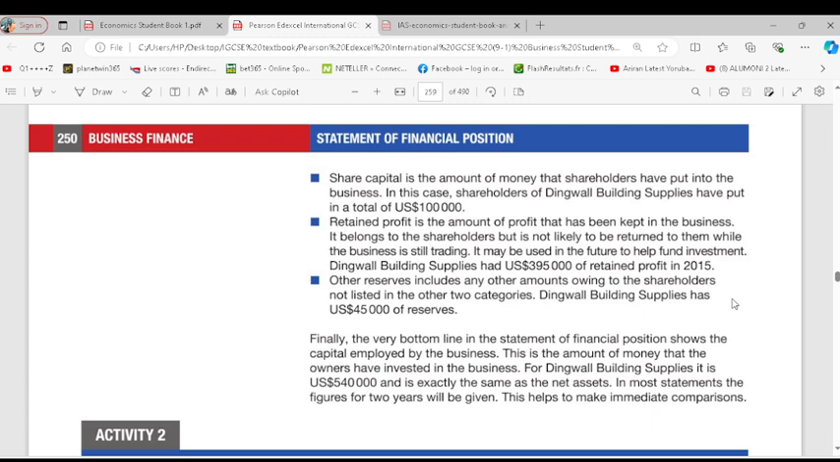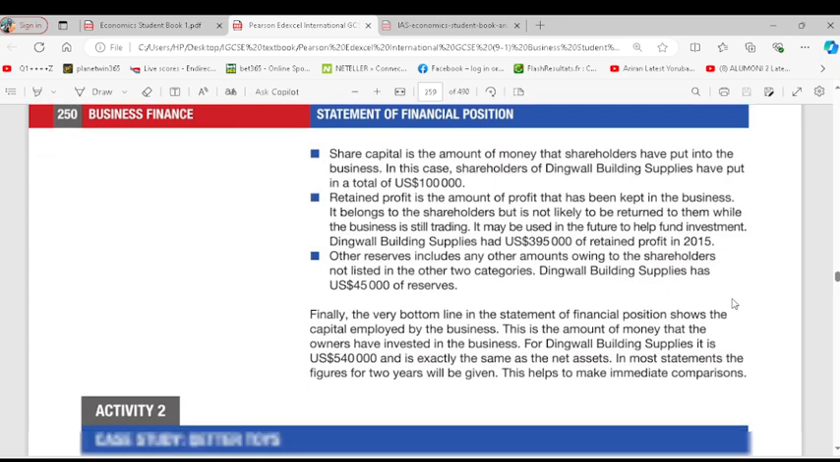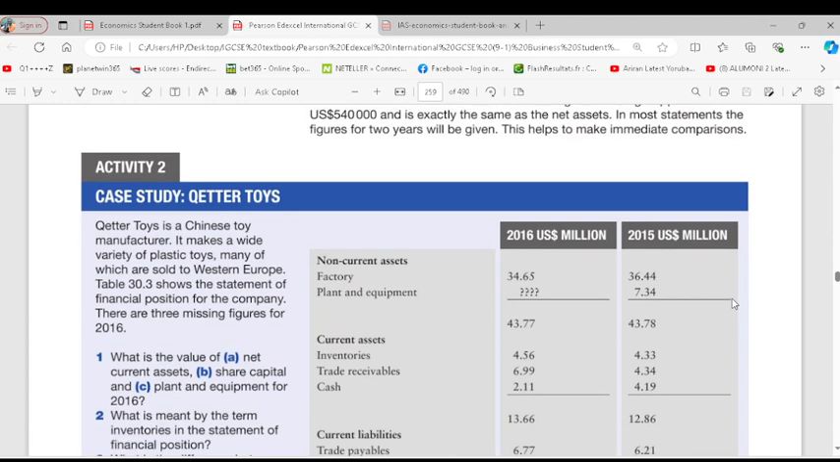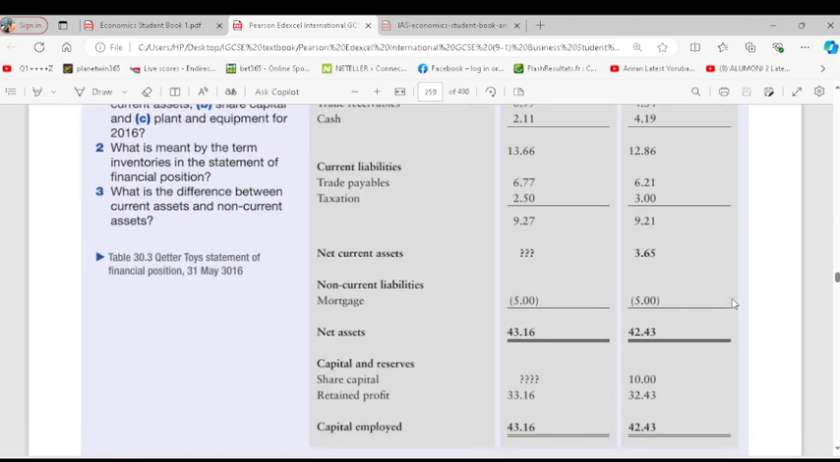And other reserves. When we talk about reserves, we're talking about the money kept aside for the business. Any question about it? So these are features of a statement of financial position. Is it clear?